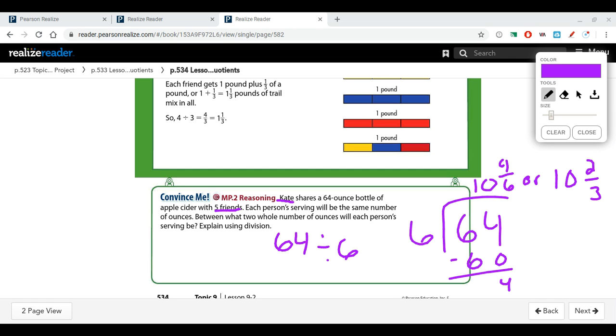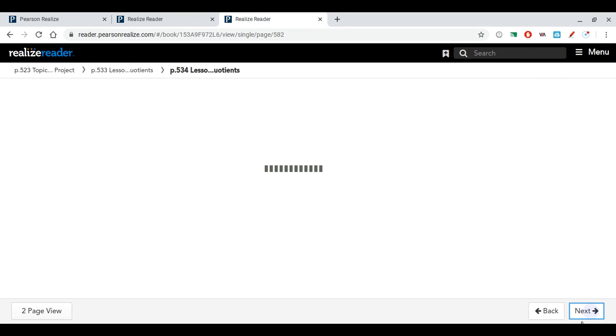Thirds. So each person's going to get 10 and 2/3 ounces. So it's going to be between 10 and 11 ounces. All right, so let's move into our guided practice.